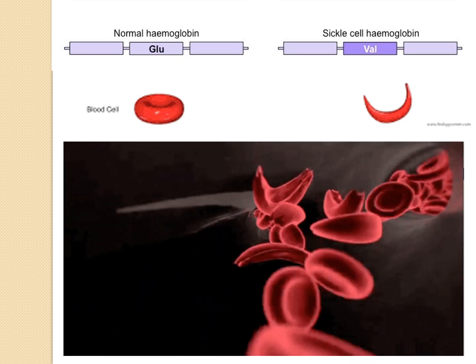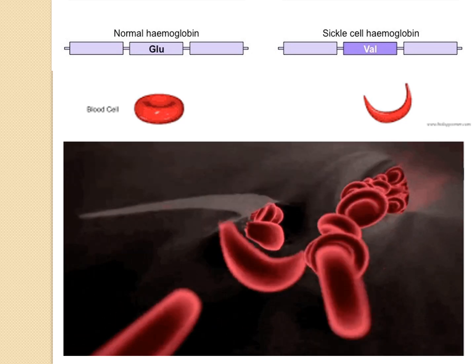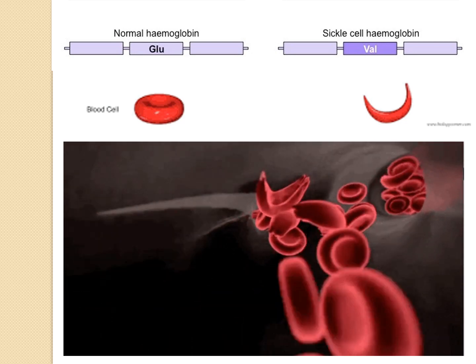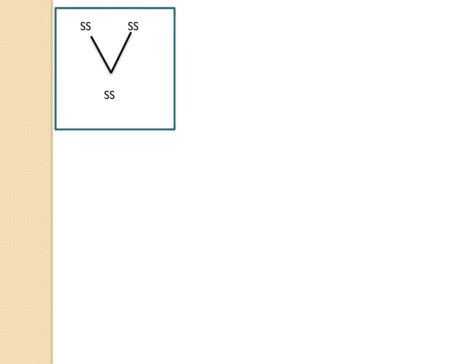Now let us check under what conditions the child will be born as a sickle cell sufferer. Here, if the father is a sickle cell sufferer, that is why I've written capital S, capital S. If the father has sickle cell anemia and the mother also has sickle cell anemia, then the child will also be a sufferer. So this is the first condition.